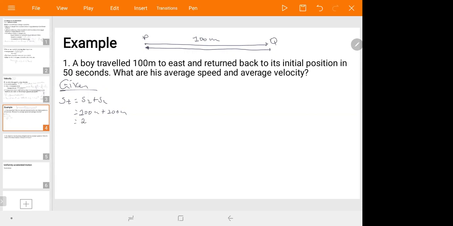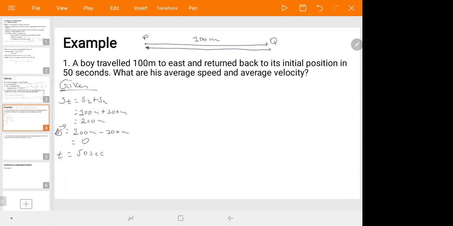How many? 100 plus 100, 200 meters. It is his distance. What about his displacement? 0. Why? Because he's going back. That means 100 meters minus 100 meters, 0. What about his time? 50 seconds.